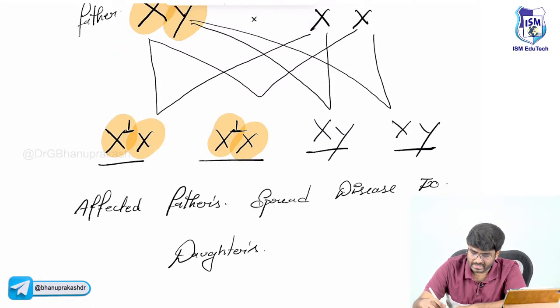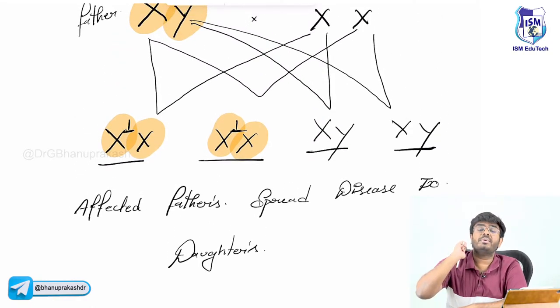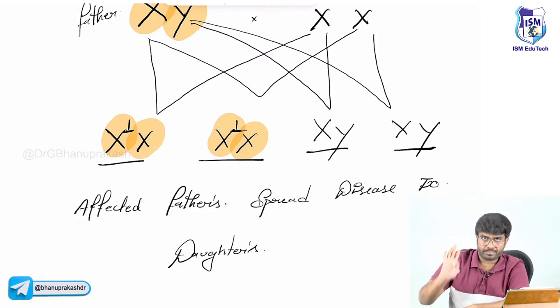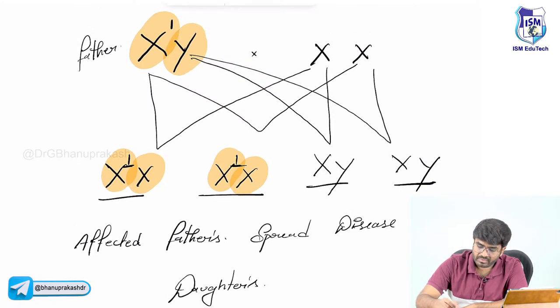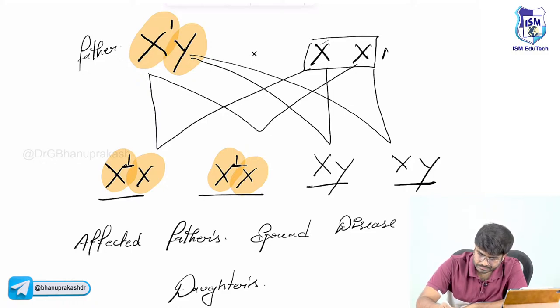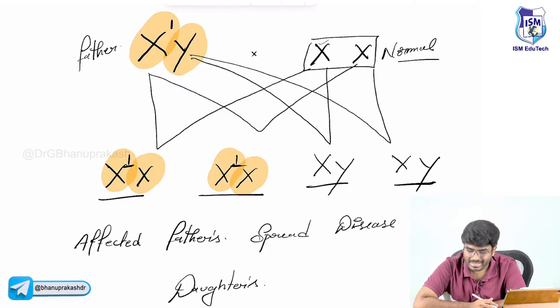Why? Because in males the X chromosome is always coming from the mother. Here in this condition, the mother is normal. Father doesn't affect the sons. True, one more: father doesn't affect the sons. So father is affecting the daughters.